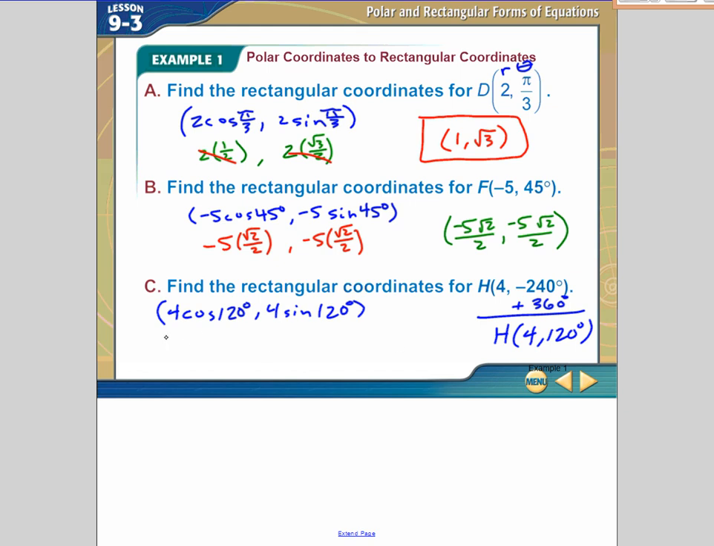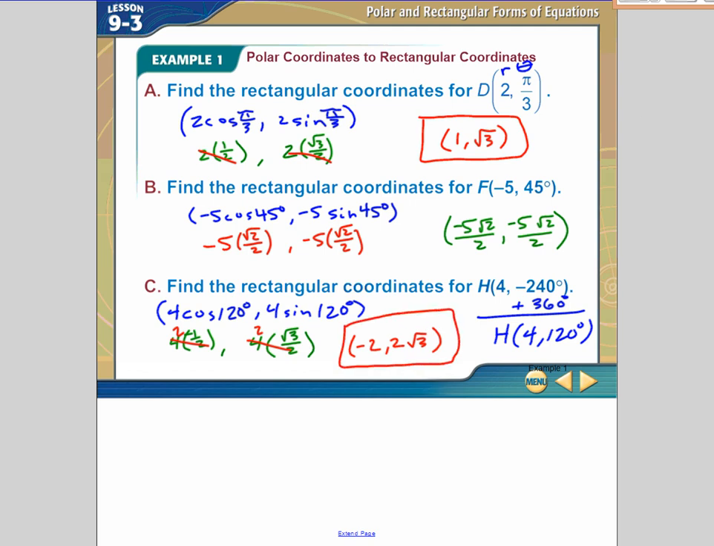And again, for cosine, I'm going to have 1/2. This is just like the very first problem, except this time it's negative. And then I'm also going to have 4 times the sine, which will be positive because it's second quadrant, square root of 3 over 2. Well, I can simplify some of this. This becomes 2, that becomes also 2, so I have -2 comma 2 square roots of 3. This would be my answer.